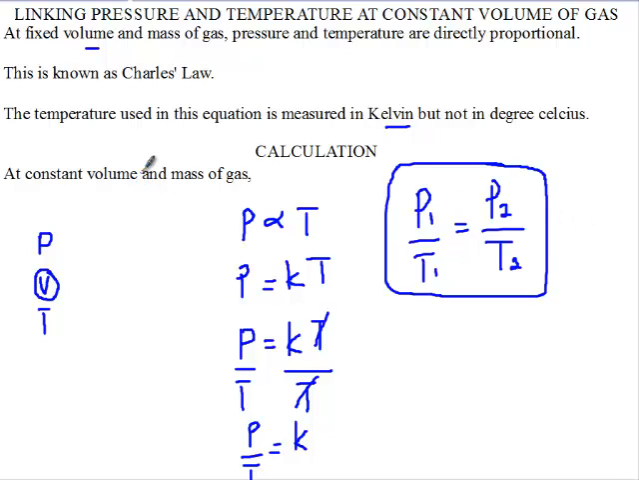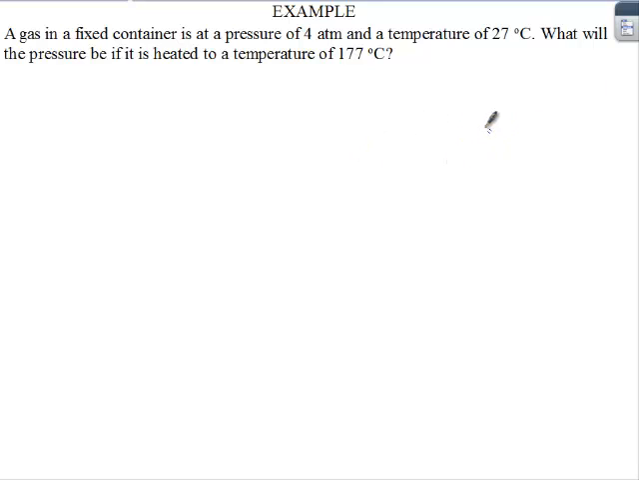Okay, so we've just seen that when you keep the volume fixed and the mass of the gas fixed, the pressure and temperature are directly proportional. This is known as Charles's law. Now let's solve some questions using Charles's law.